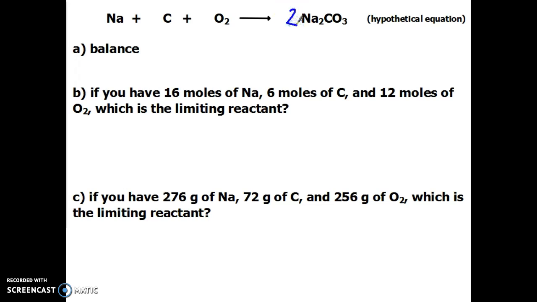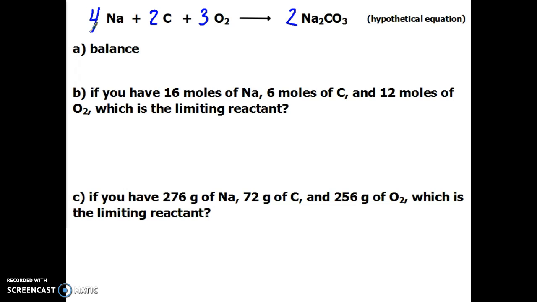All right, that now gives me 6 oxygens. So on this side, I need a 3. 2 carbons, so on this side, I need a 2. And over here, I have 4 sodium, and so a 4 right there will do it. So we balance the equation. All right, now we can answer question B.